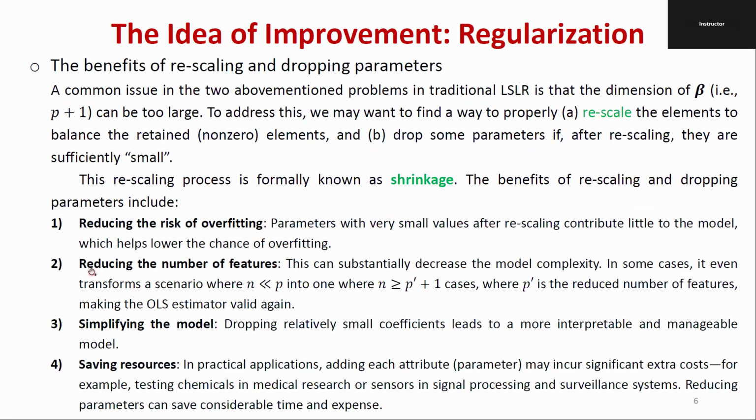Number two, of course, as we just mentioned, we can reduce the number of features. So people may ask, so what? What is the point of reducing the number of features? As we mentioned, two things. Number one is to simplify the model: dropping relatively small coefficients leads to a more interpretable and manageable model. And number two is to save resources, like in pharmacy and biomedical settings. We may need to add chemicals which are very costly. So if we can reduce the number of parameters, we can reduce the application of chemicals, which will save us a lot of money. So these are the main things.